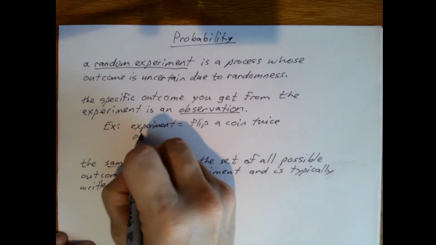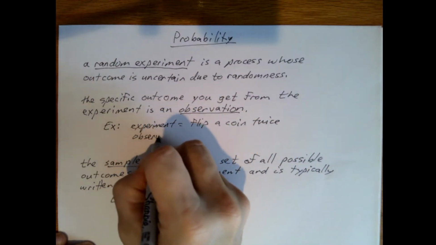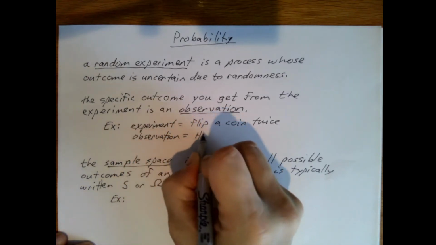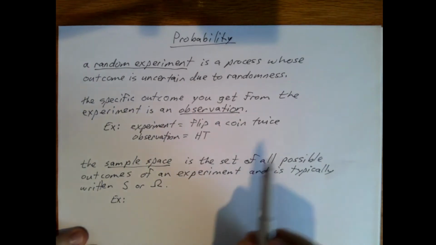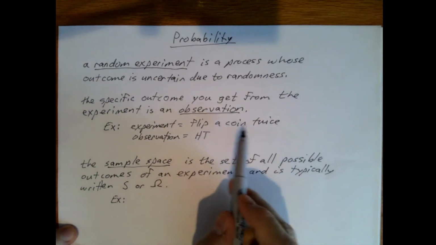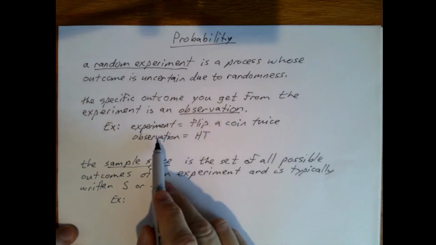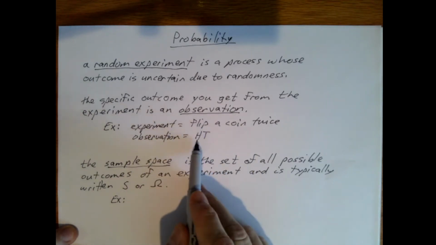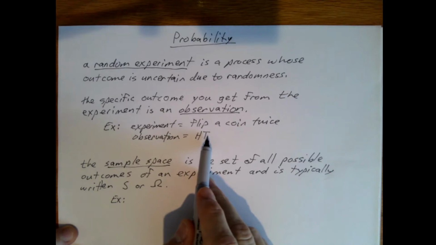The observation we get might be heads followed by tails. So our experiment is flipping the coin. The observation is what actual results we got, right? What outcomes. In this case, heads followed by tails.